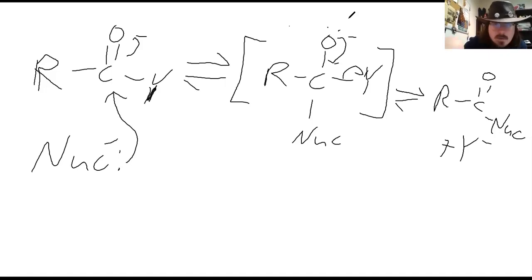The same general mechanism is going to be used in a lot of these compounds. So you see it's adding, kicking up to the intermediate, moving back down, and then eliminating. We're not eliminating and adding; we're adding, then eliminating. So now we can classify these.